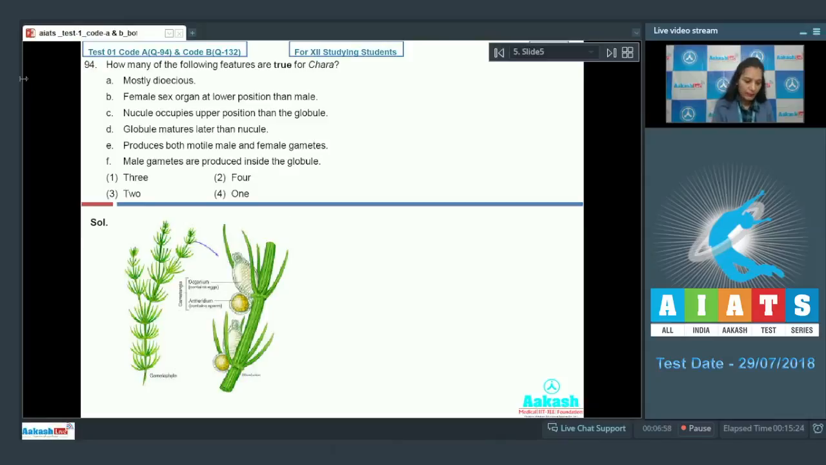Here you can see that this is the female sex organ and this is the male sex organ, and both are present on the same plant. It means Chara species are mostly monoecious. So it is mostly dioecious. No, it is mostly monoecious.